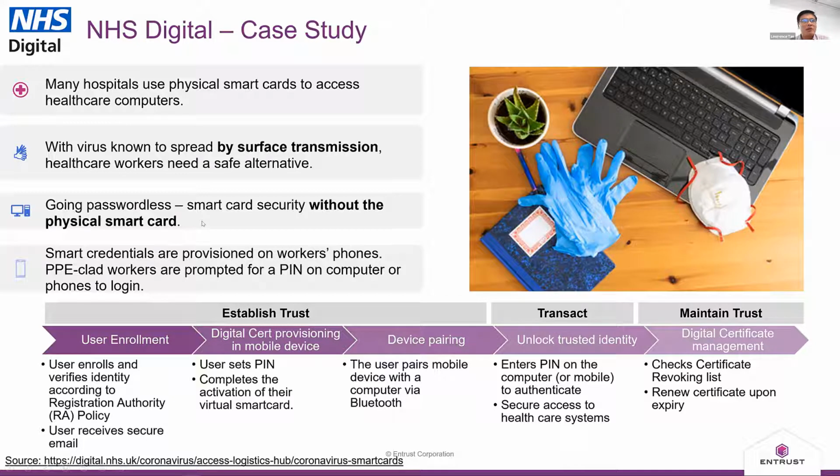So the user's mobile phone will have a virtual smart card capability. The user enrolls into the system through the NHS registration authority. You receive a secure email to download the application to the mobile. The user will set the PIN, and then you will complete the activation of the virtual smart card. Then the user pairs the mobile device with the computer via Bluetooth. It can also be multiple PC workstations as well.